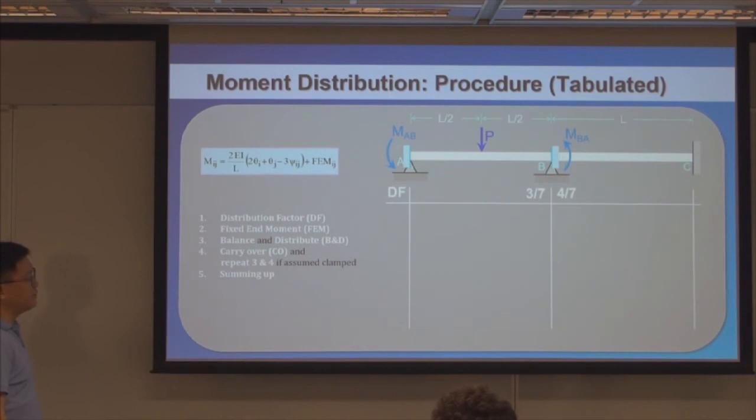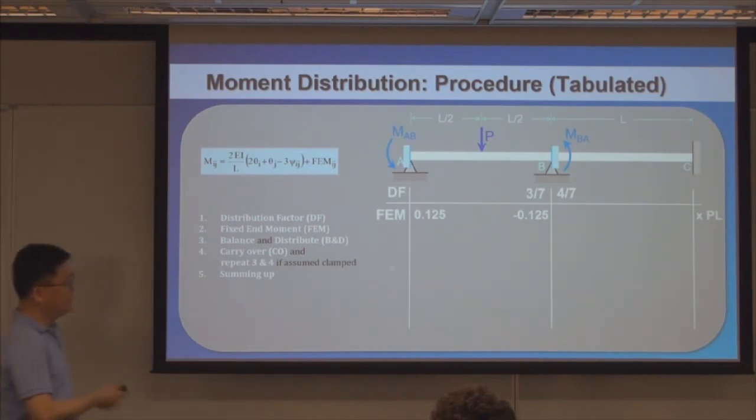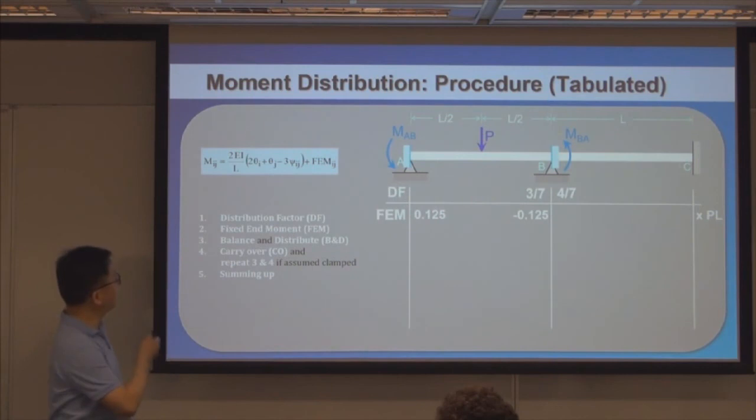So fixed end moment, of course, A and B are not fixed ends, so you need to assume that they are clamped conditions in order to have this loading converted into the end moment. This load is applied at the midspan. So if you follow the slope deflections, it appears in the last term, where you have two fixed end moments.